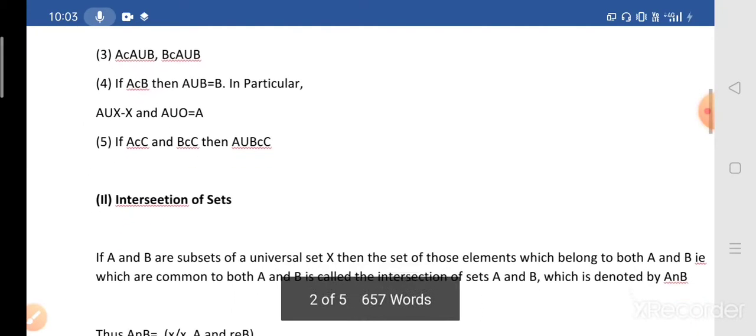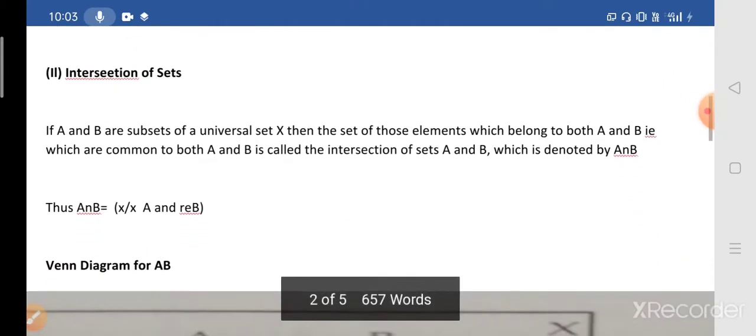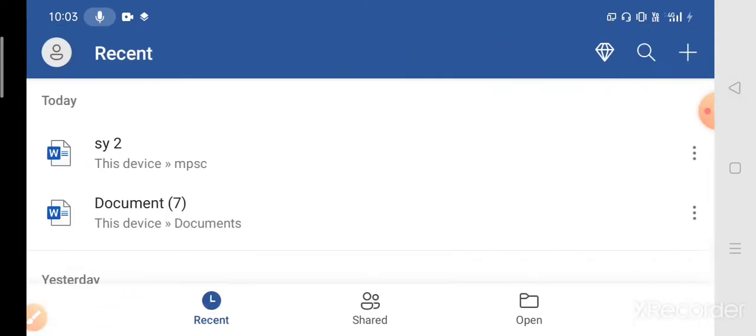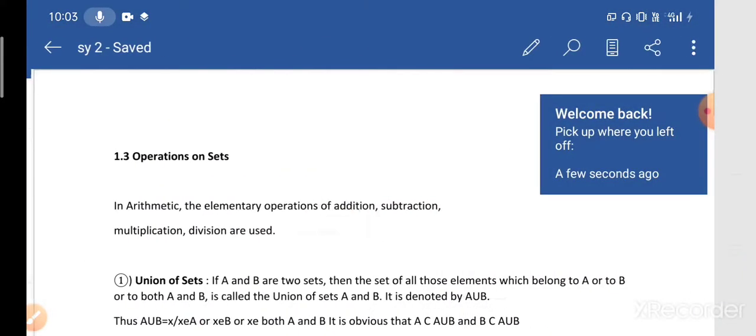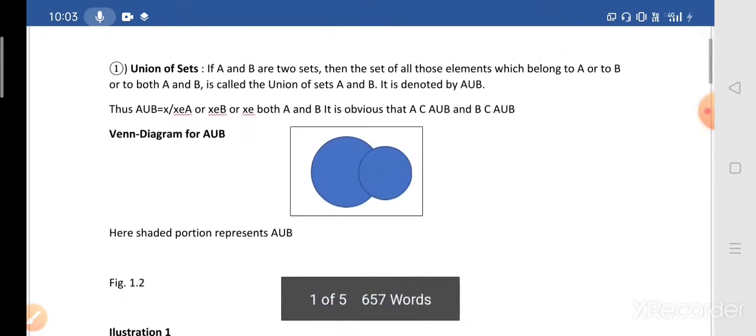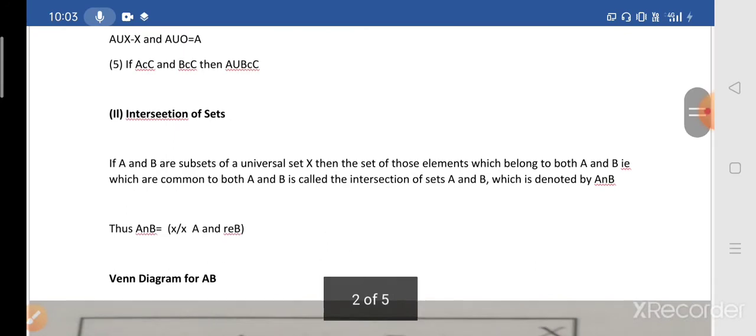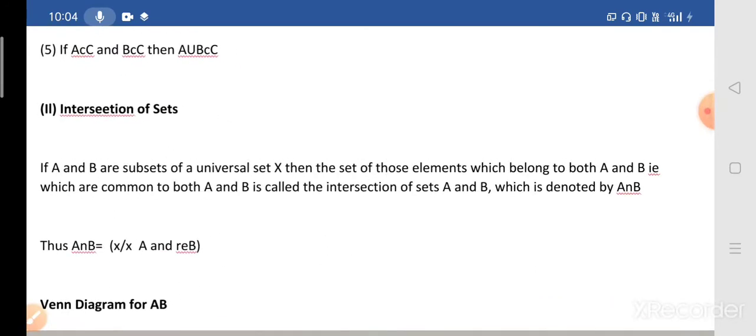Next, intersection of sets. If A and B are subsets of the universal set, then the set of those elements which belong to both A and B, that is, which are common to both A and B, is called the intersection of sets A and B. It is denoted by A intersection B.